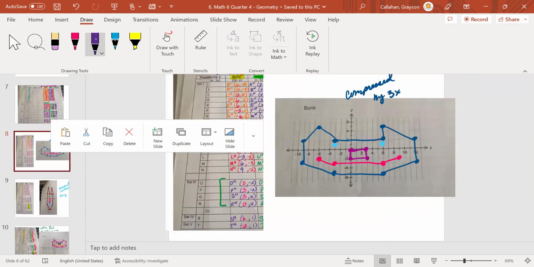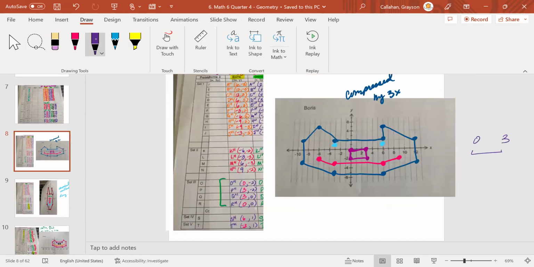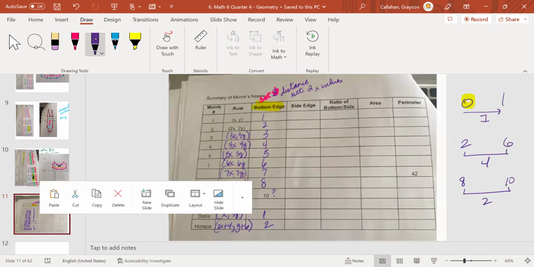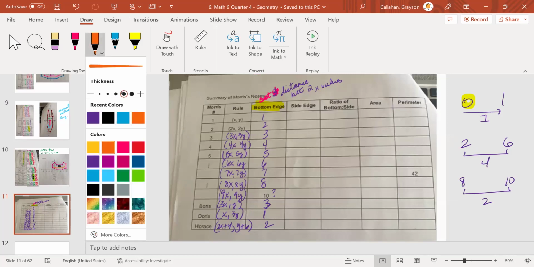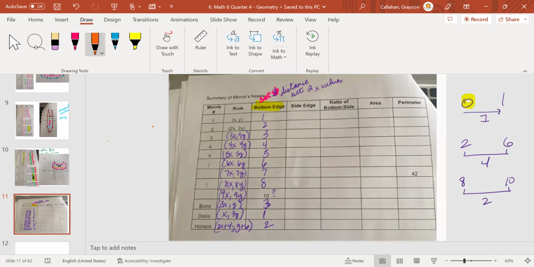Look at Boris. 0 to 3. What is it? 3. Did you copy this part down? Okay, let's go to Horace.